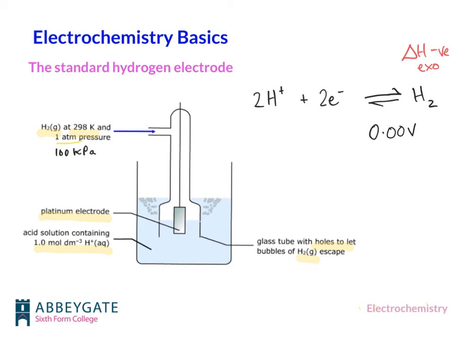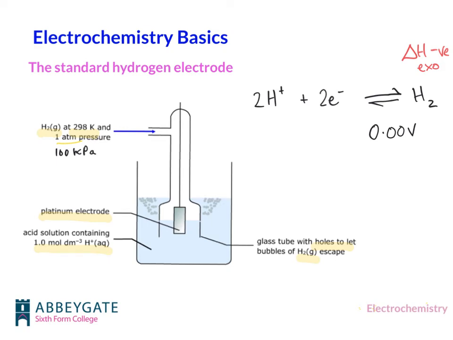So if we change the temperature, if we use our understanding of equilibrium, so if we increase the temperature, we're going to push the equilibrium to the endothermic side. So we would push it to the left and we would make our electrode more negative. If we were to decrease the temperature, we're going to push the equilibrium to the right and we would make it more positive.